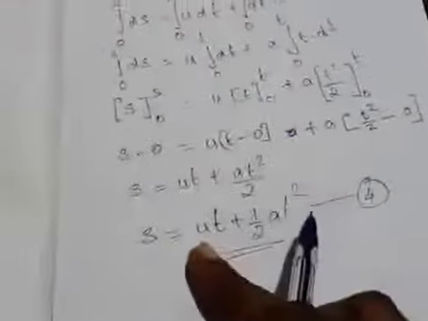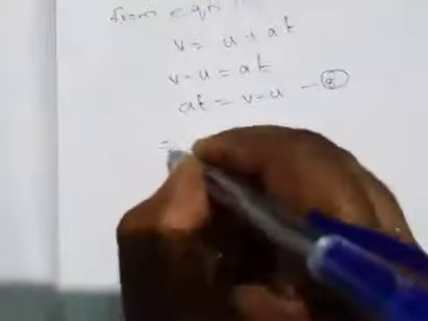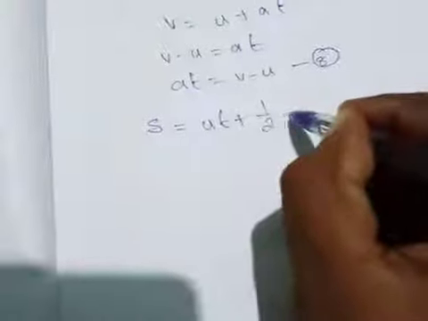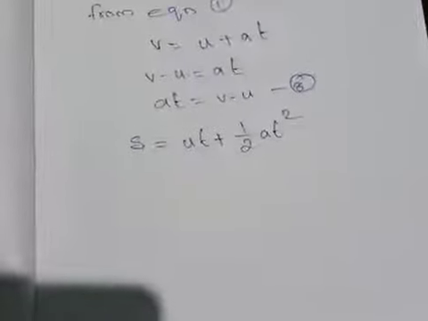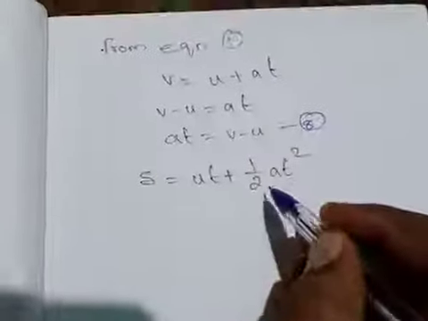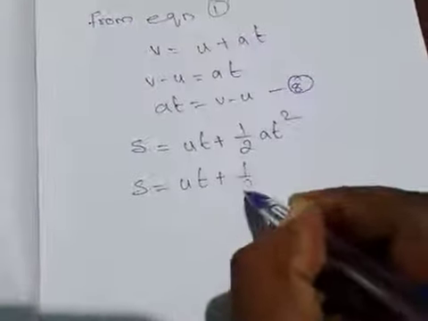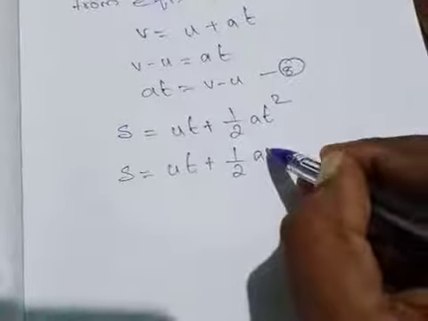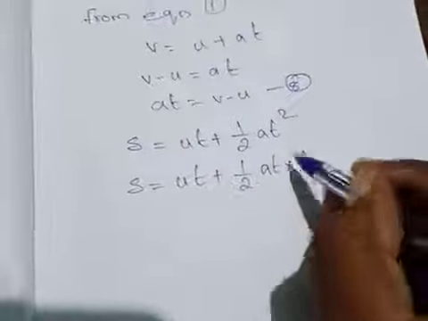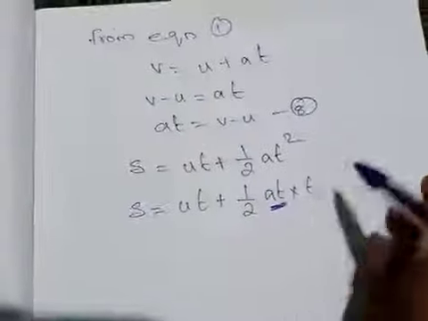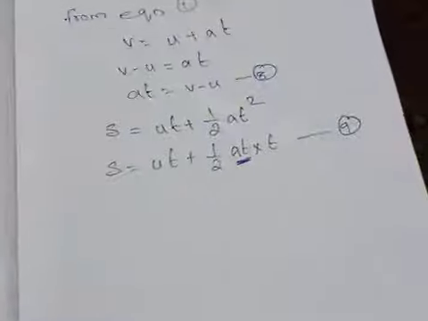Now we are taking another equation, equation 4, s is equal to ut plus half at square. So from this equation, what I am doing is s is equal to ut plus half a t into t. T into t is t square. I am splitting and writing. So I got here at. This is equation 9 you take.